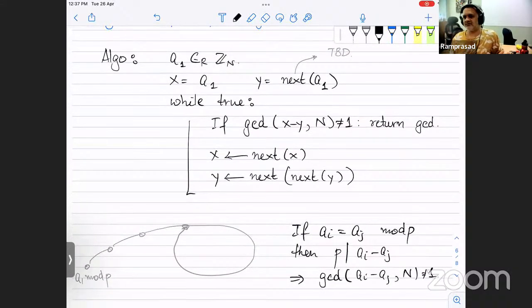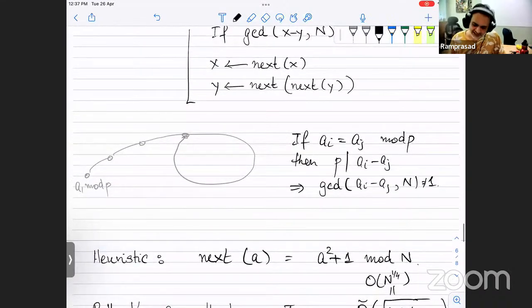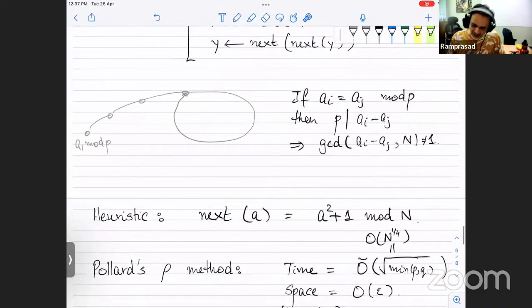This is the algorithm. You just replace next by something like A going to A squared plus 1 mod N, or you choose your favorite function. It doesn't seem like one is better than the other. Okay, so good. So at least we have gotten to a point where I now have an n to the 1 by 4 algorithm, and the space complexity is actually something that is tolerable.